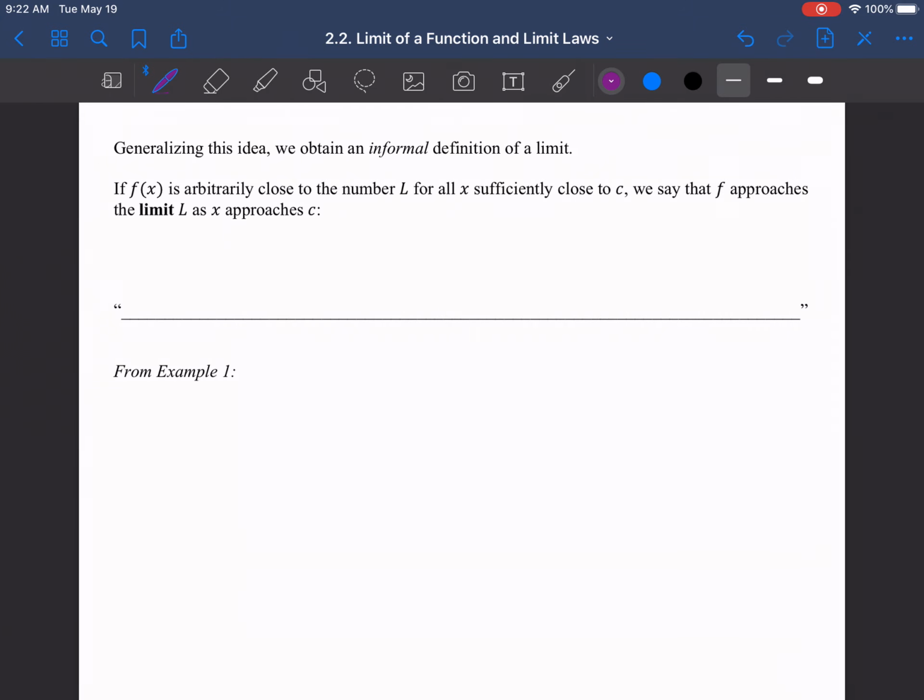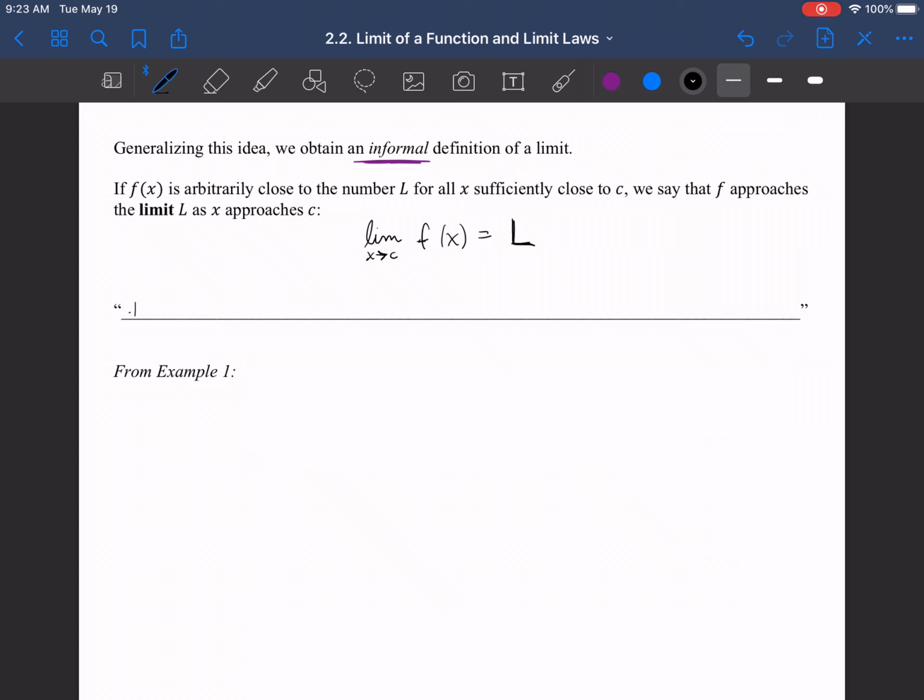Okay, so let's generalize this idea and we can come up with an informal definition of a limit. If f of x is arbitrarily close to the number L for all x sufficiently close to C, we say that f approaches the limit L as x approaches C. And what we do is we write it this way: the limit, lim, as x goes to C, or x approaches C, of some function f of x is equal to some value L.